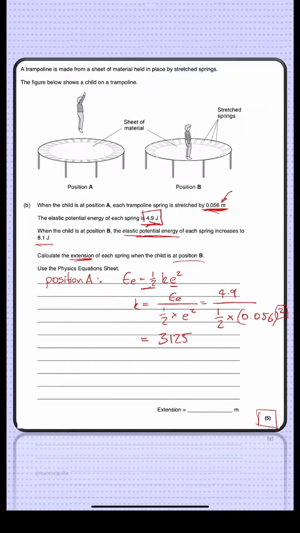So once you've got your 3125, you use the same equation at position B. Let's look at the information we have for position B. When the child is at position B, they have an elastic potential energy of 8.1. So we're using the same equation again: elastic potential energy equals half times spring constant times extension squared.